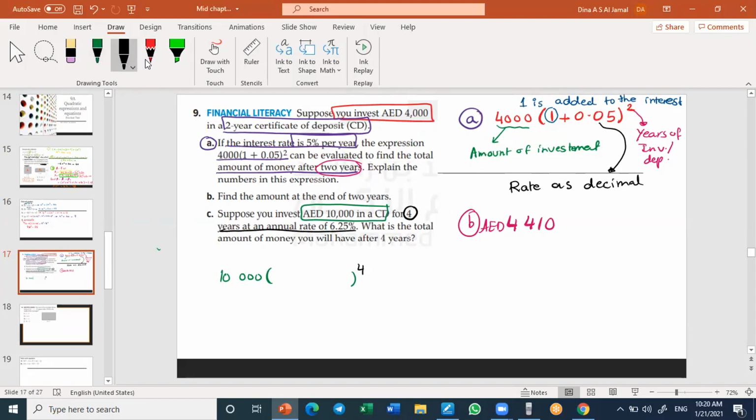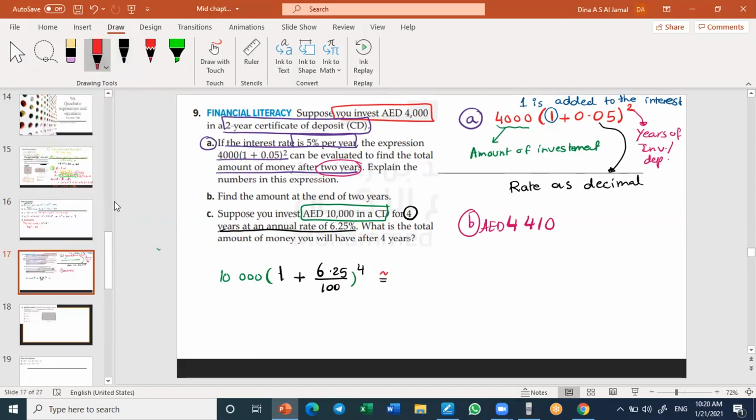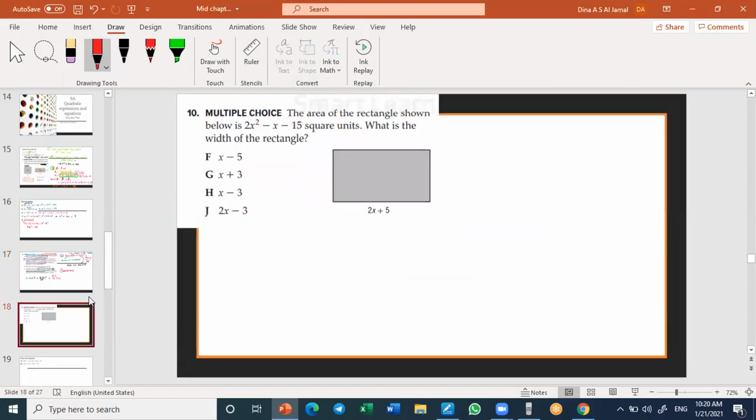That means you will be adding 1 plus, and how can you change it to decimal? Just 6.25 over 100. With this, you can just put it in your calculator to find the total money, which will be around 12,744 AED. That's it. Now let's go to this question.